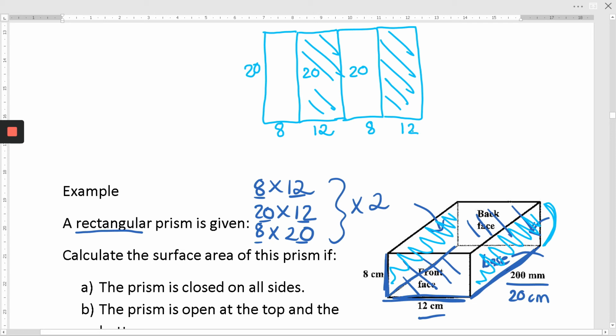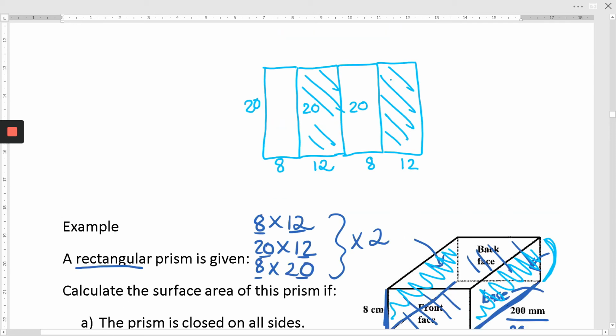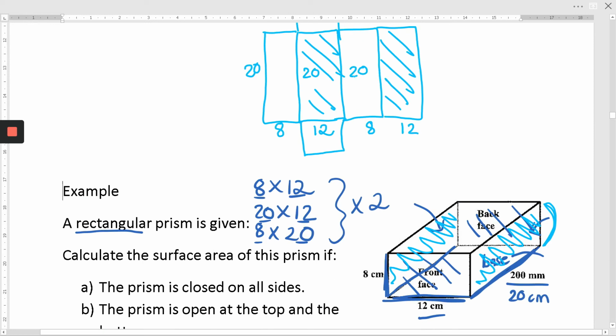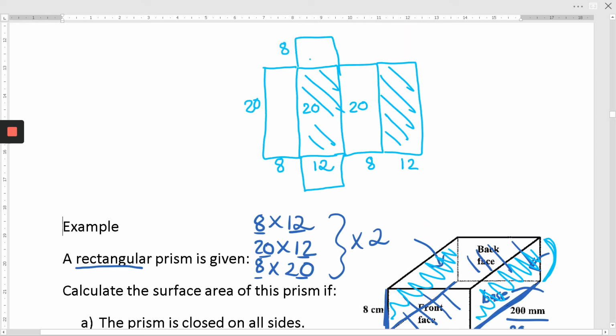And then I'm going to add on the back and the front. So let's put the back in over there and the front in over there. And that is 12 by 8. And this one's also 12 by 8. The trick is that 8 and that 8, they all have to hook up. They've got to be the same. This 8 will go with that 8.